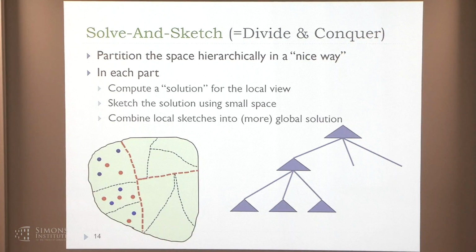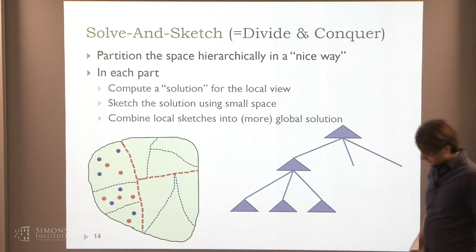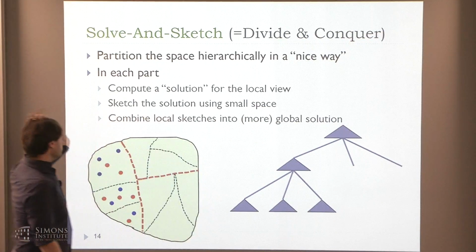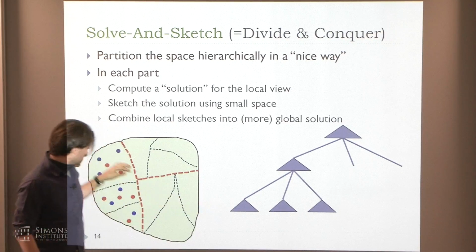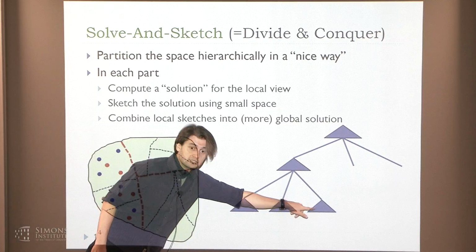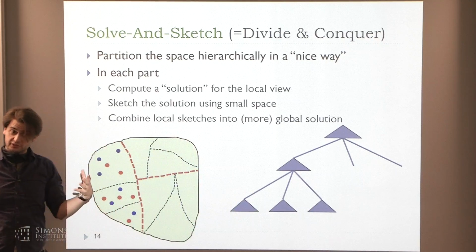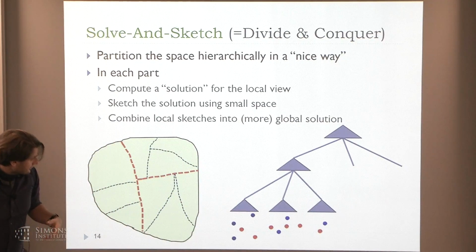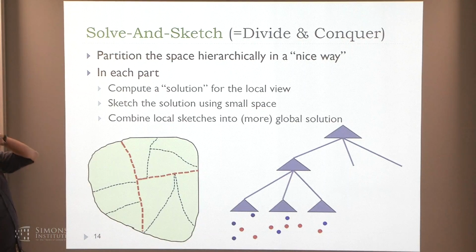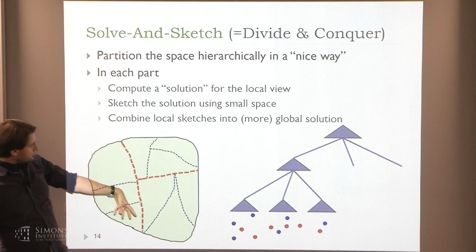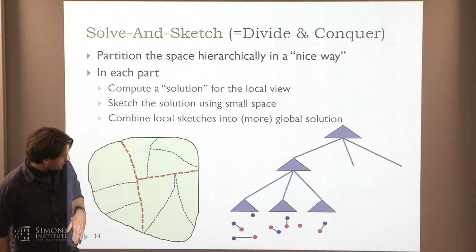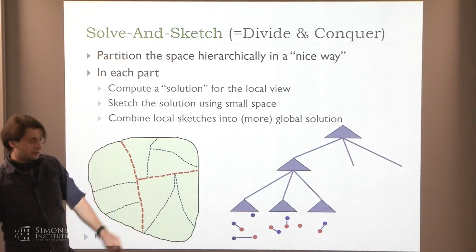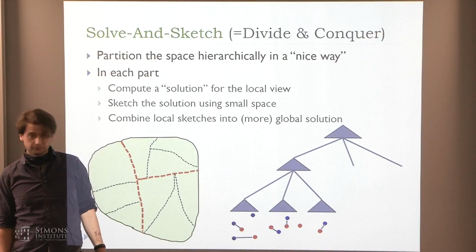Now, what do we do in each part? In each part, what we try to do is the following. Each of the smaller parts will correspond to each of these leaves in this computation tree, in this divide and conquer. So this is one way to see it. What we'll try to do is compute the local solution in each of these parts. Maybe this is the local solution in each of the parts, right? So this is partial matching as much as we can.